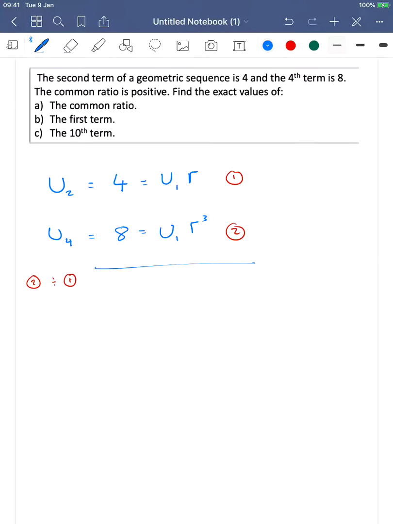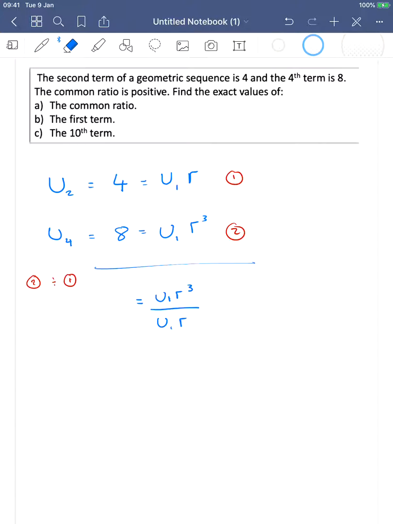First of all, 8 divided by 4 is 2. The u1s cancel and I get r cubed divided by r to the 1. I might write this out in full, as I'm doing a lot of workings without writing it. So I get u1 r cubed divided by u1 r.